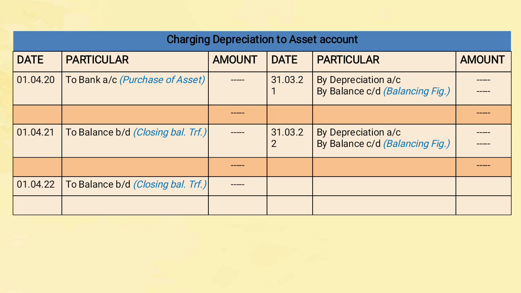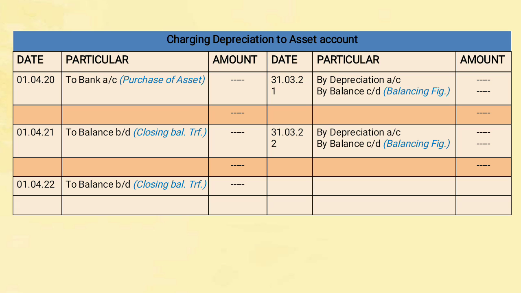We charge depreciation for one year. If we purchased that asset and started our entries on 1st April 2020, the last date will be 31st March 2021. On 31st March 2021 we write by depreciation account. Whatever depreciation we calculate, we write on this side. Out of the total cost we subtract that depreciation amount, and we note down our balancing figure here.